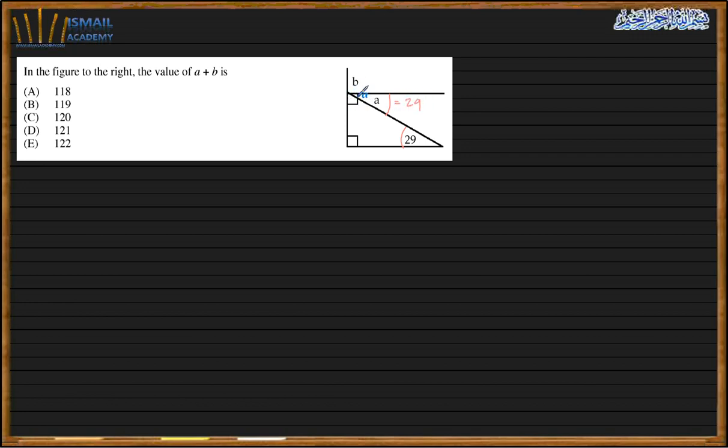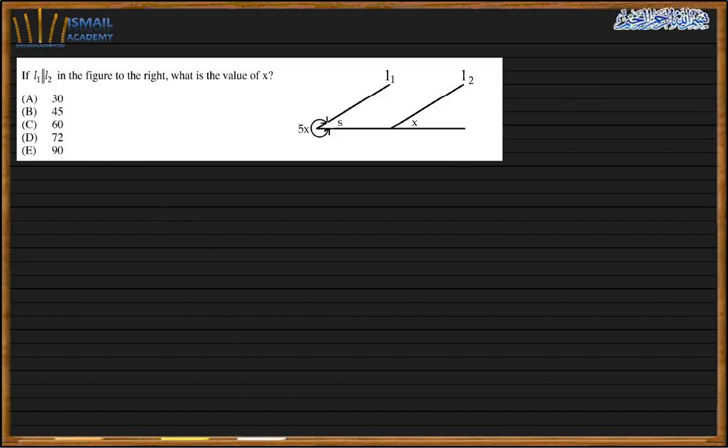And this is 90 degrees. That means this one again is 90 degrees, because those are supplementary angles. So this angle and this angle are supplementary. If this is 90, obviously this one is 90. Therefore b equals 90. If I add those two, I get 90 plus 29, which is 119. B is my answer.